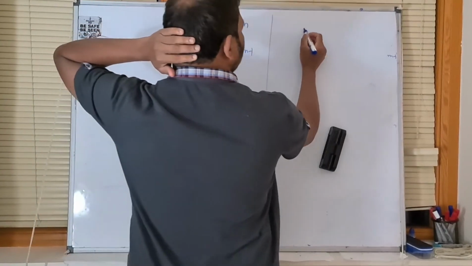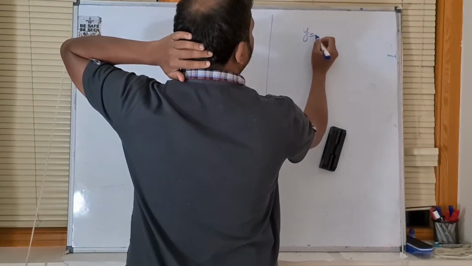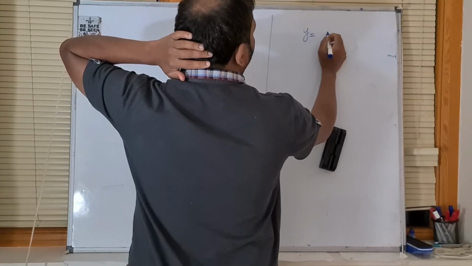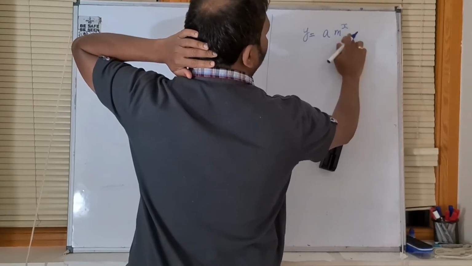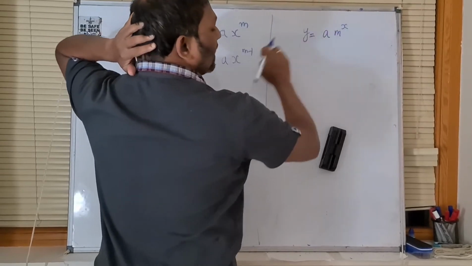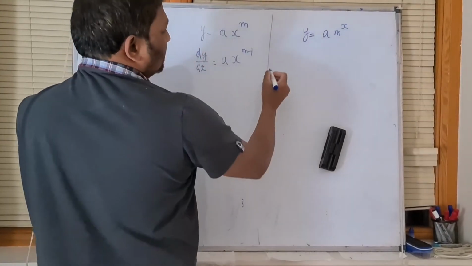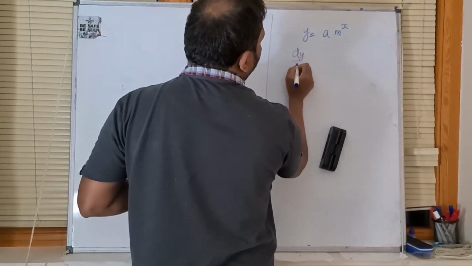Say I'm going to give the same thing: a times m to the power of x. So I put x as a power, instead of at the base. Let's do a differentiation of it. dy by dx.